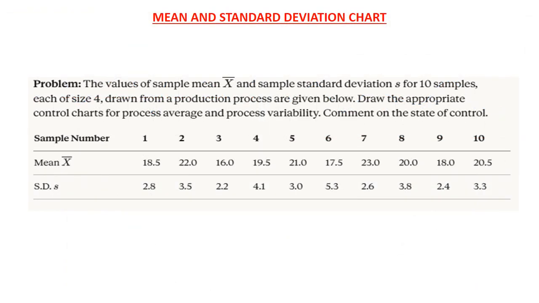Now let us go to the next problem, which is based on the mean and standard deviation chart. The values of sample mean and sample standard deviation for 10 samples are given, and each is of size 4. It is mentioned that they are drawn from the production process. They have asked us to draw the appropriate control charts for the process average and process variability, and to comment on the state of control.